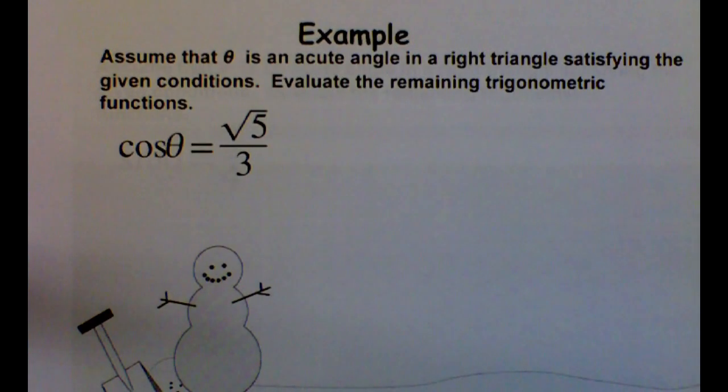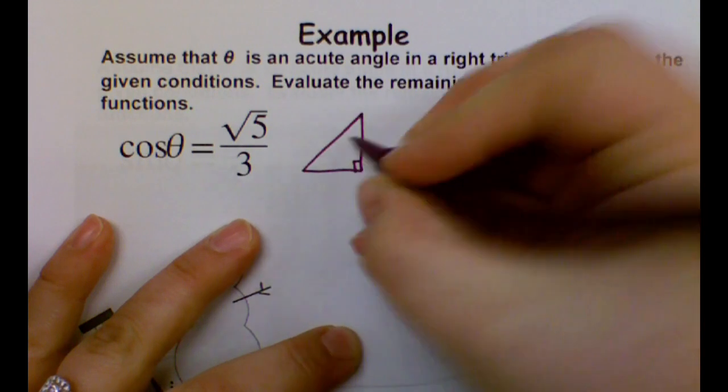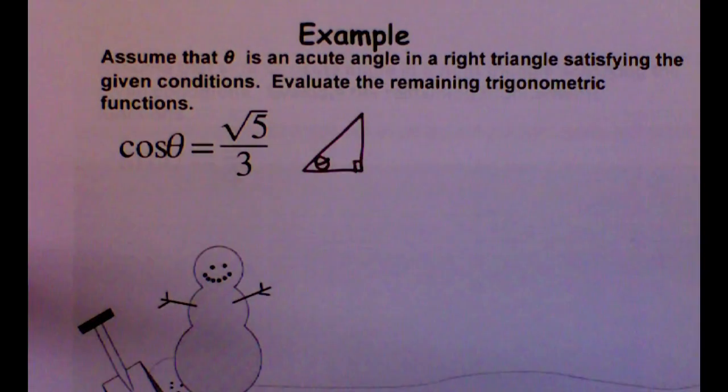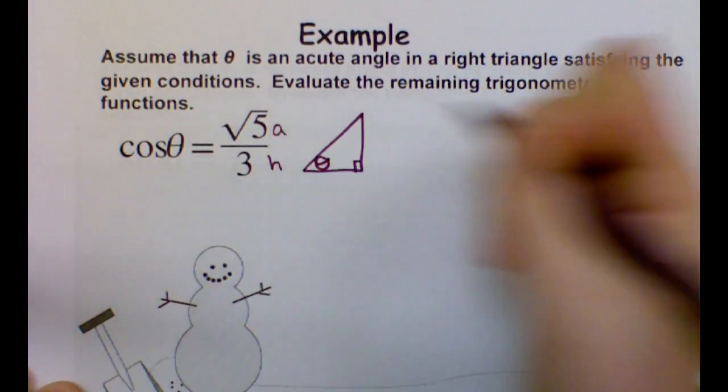All right, next problem. Theta is an acute angle in a right triangle satisfying these conditions. Let's evaluate the trig functions. So I'll draw myself a triangle. There's theta. The cosine is square root 5 over 3. That's the adjacent over hypotenuse.